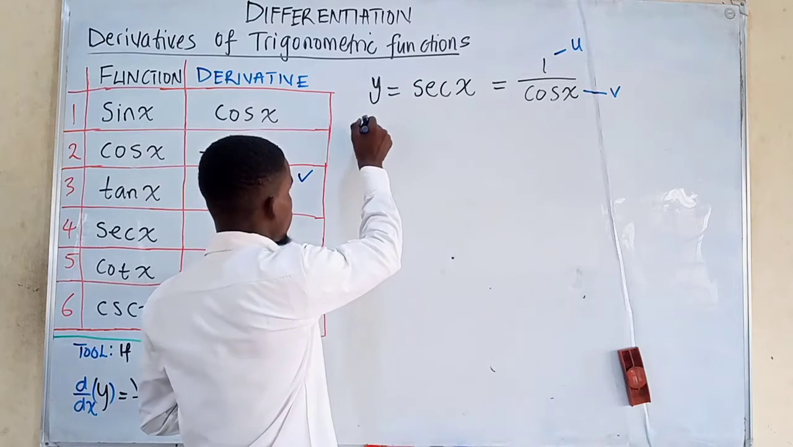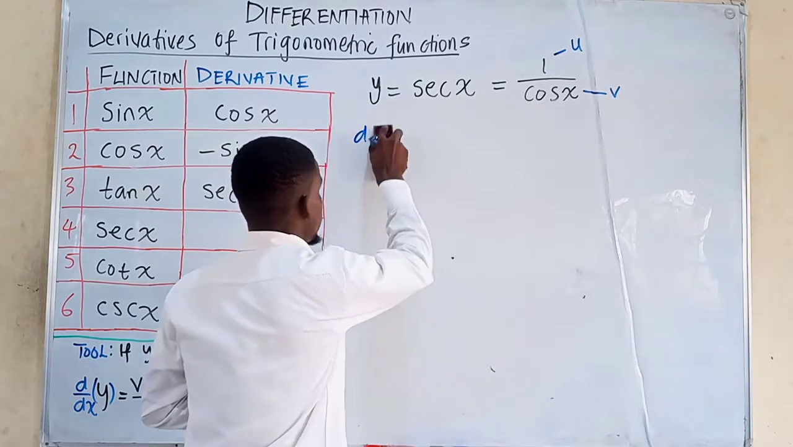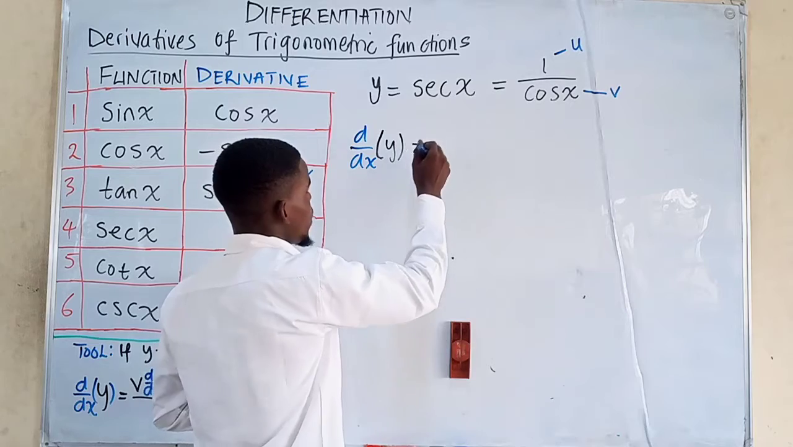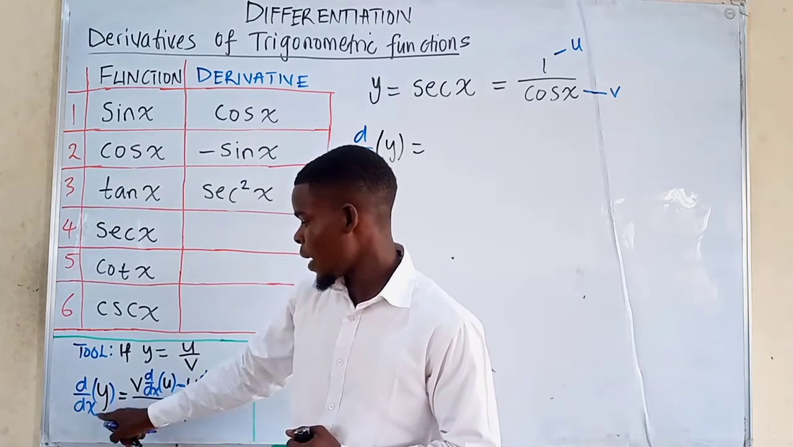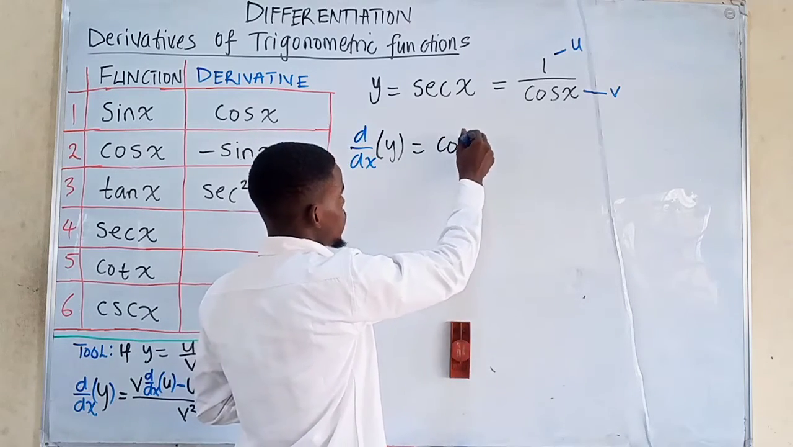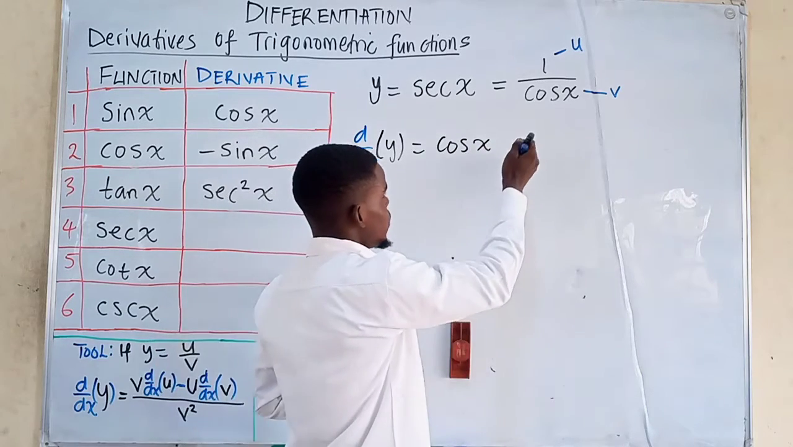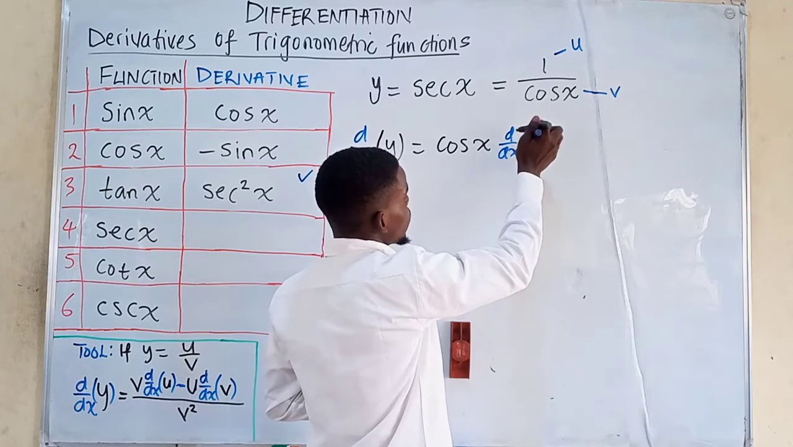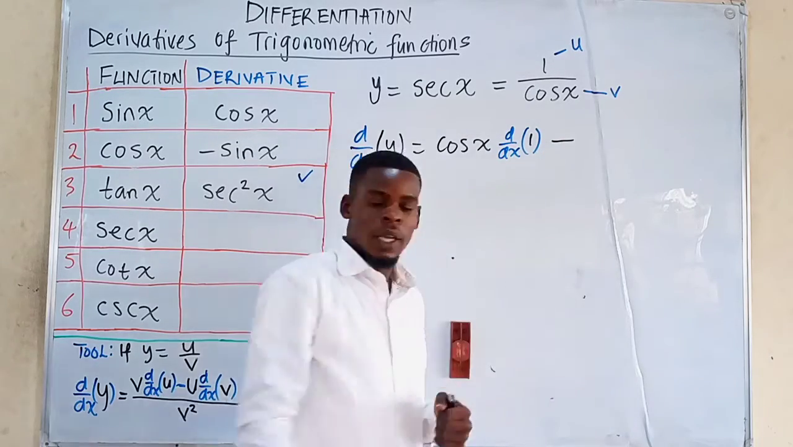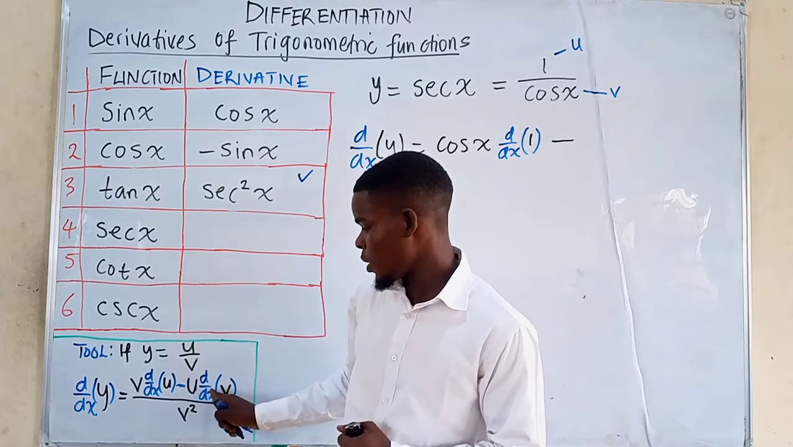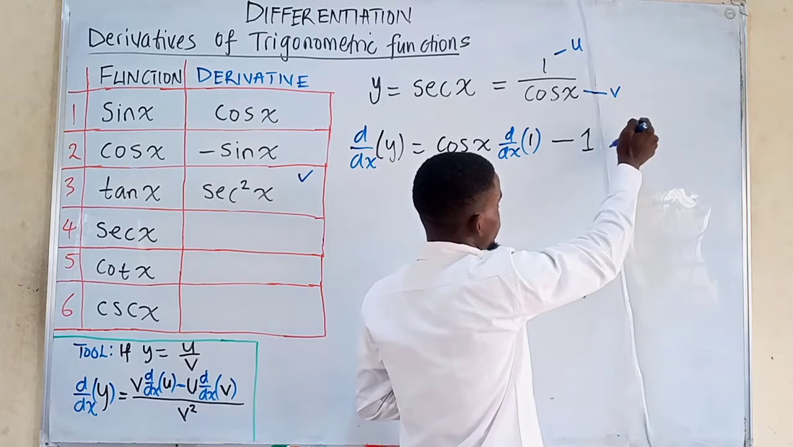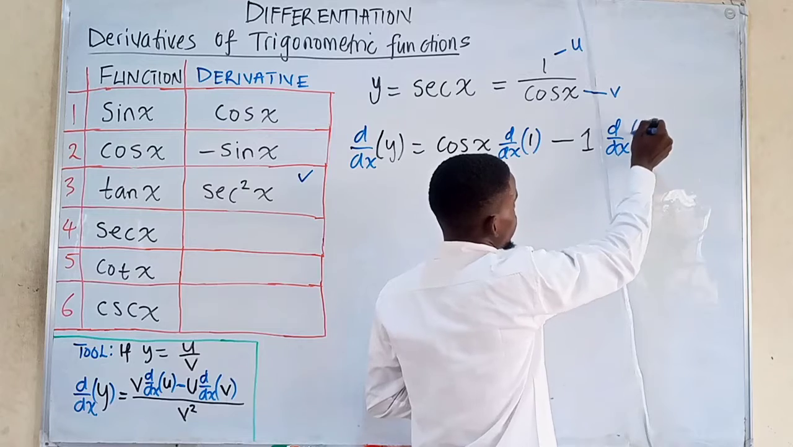So the derivative of y, the derivative of the function with respect to x, will be, by applying this rule, v times the derivative of u. So we have v to be cosine x. So let me just put it down there: v, which is cosine x, times the derivative of u, which is just 1. And then minus, again, u, which is the numerator, times the derivative of the denominator. So we put down the numerator, which is just 1, times the derivative of the denominator, which is cosine of x.